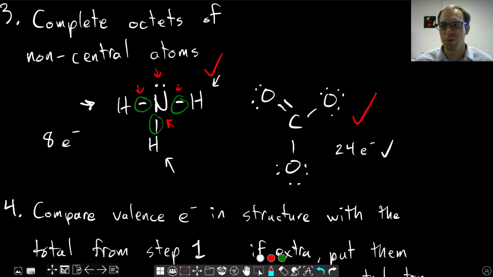Now, you may be wondering why I picked the oxygen in the upper left corner to share the electrons. It could have been either of the other oxygens. We'll get to this later in the chapter, but for right now, just pick one at random, basically. And so that is the basic idea of how to write a Lewis structure. We'll do some more examples in the next video.